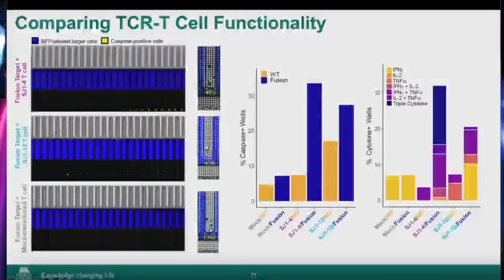And so we felt very strongly that the SJ1-4 was a much better TCR-T cell that we could then translate to the clinic and utilize in patients that were expressing this fusion gene. And similarly, when you look at the different cytokines that are being produced, the SJ1-4 had much greater polyfunctionality, meaning it was producing many more cytokines. So the triple cytokines are highlighted here in dark blue. And you can see there was a much greater polyfunctionality in this construct than in the SJ1-12.